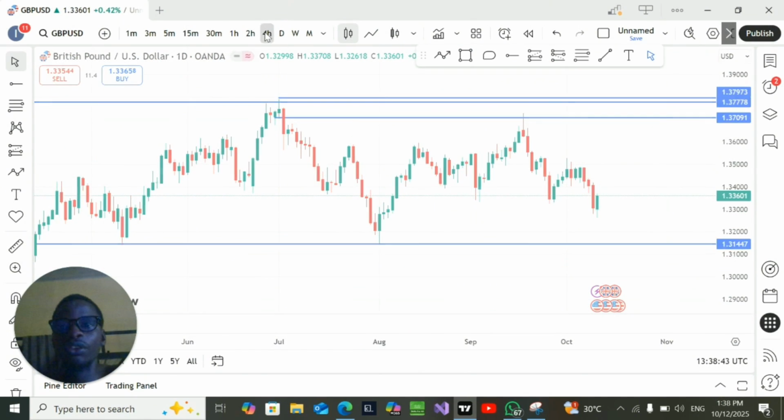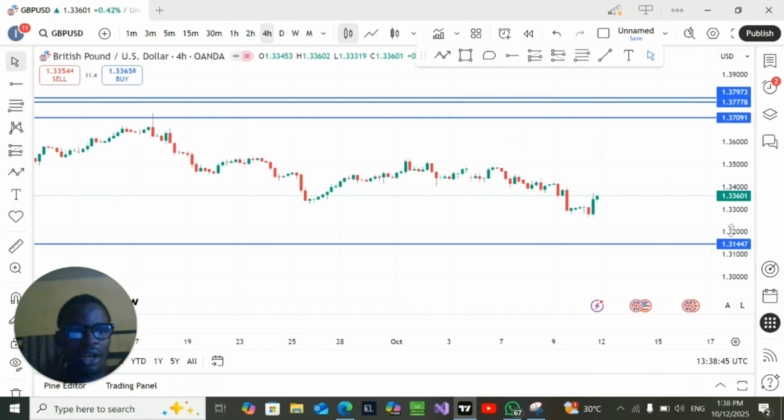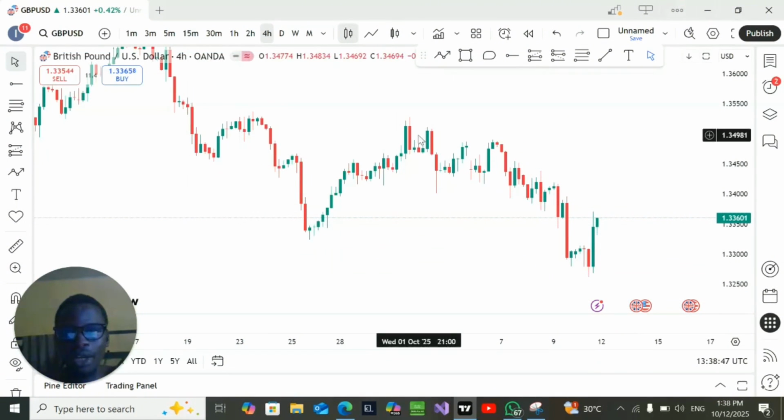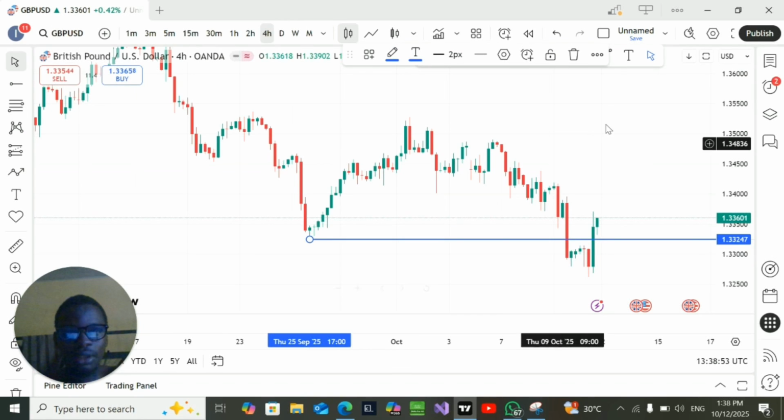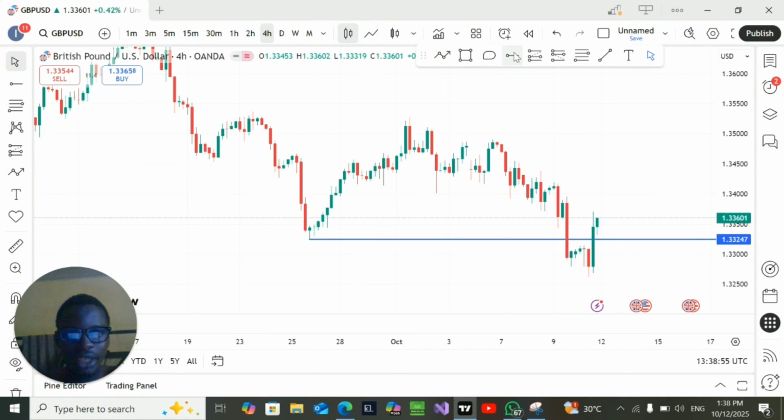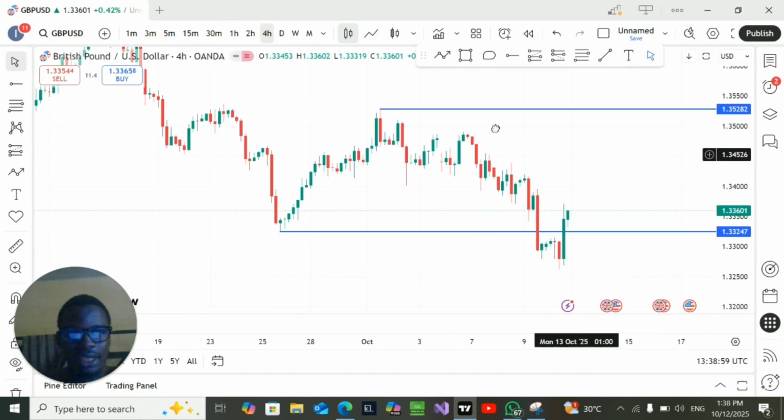So even moving from this one, you could see that the 4 hour is currently on a downtrend from here. You could see that the low, this is the low, this is the low. Market is breaking it from here. Okay, so now from there, this is what I'm expecting.